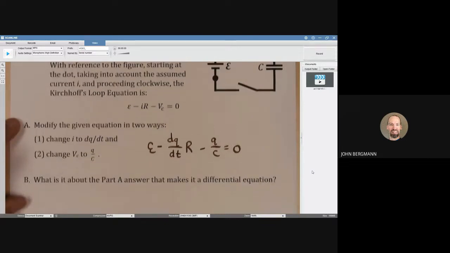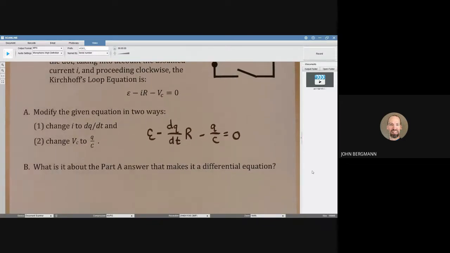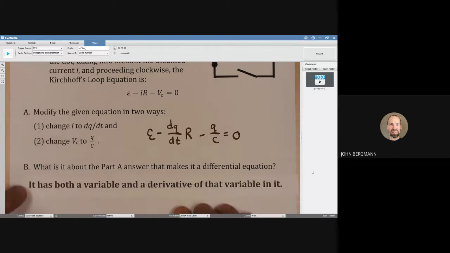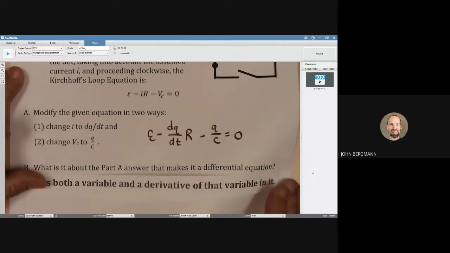What is it about the part A answer that makes it a differential equation? And to review, hopefully, a differential equation has both a variable and a derivative of that variable in it. And that is what we have in that equation. You can see we have Q here, and then we have the time derivative of Q. So that is a differential equation right there.